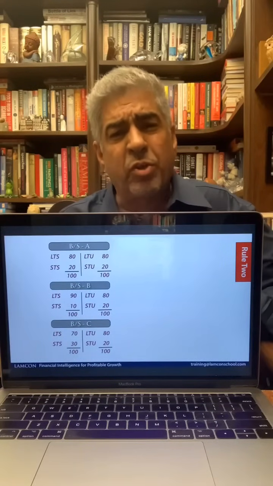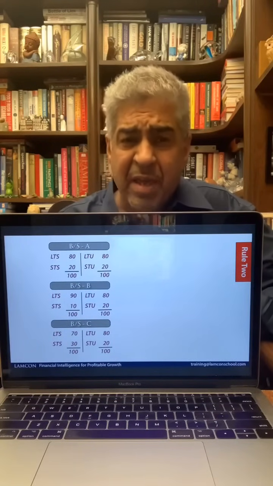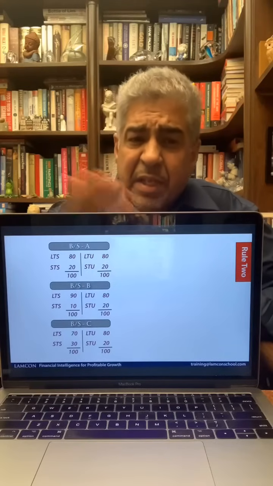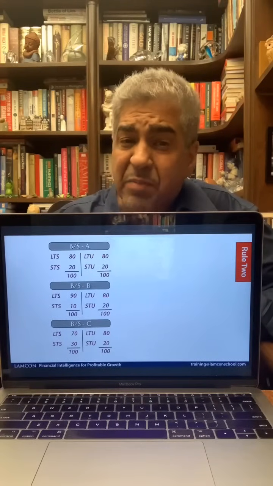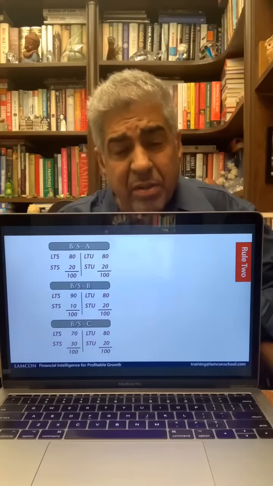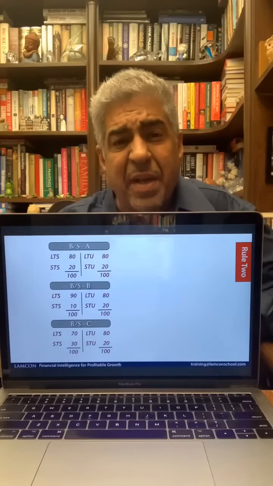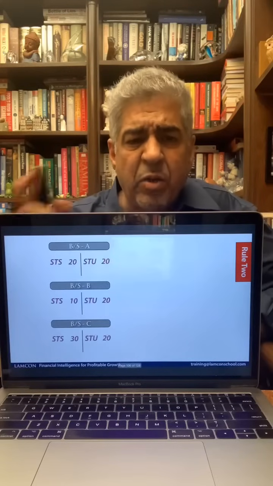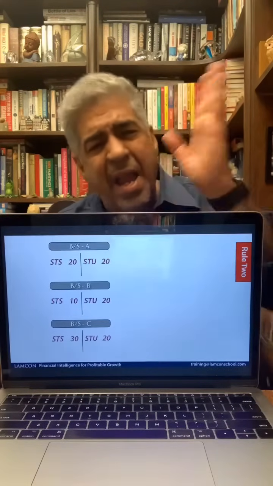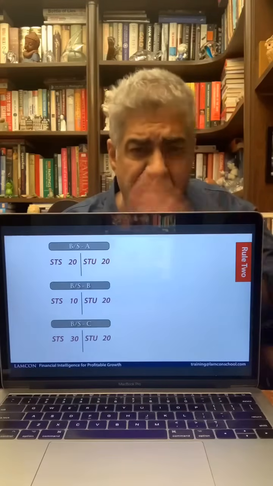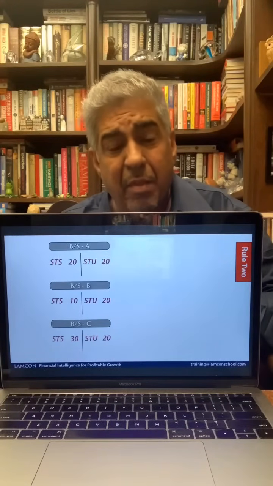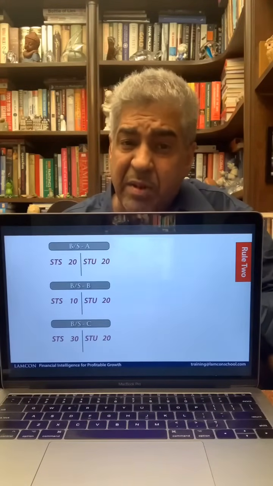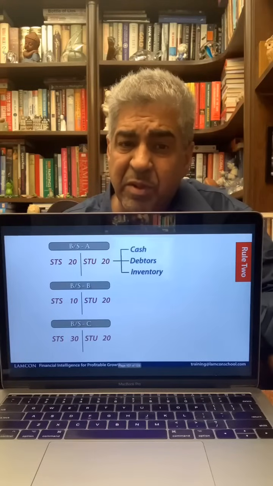Tell me who's going to come knocking on the doors of A in the very, very near future saying, can I have my money back? How much will they be expected to pay? 20 crores. How much do they have in the form of short-term assets? 20 crores. Let us remove the long-term. How much do they have to pay? 20. How much do they have? 20. Height of efficiency. Epitome of efficiency. But do you remember the breakup of the 20 on the right-hand side? Remember those three items?